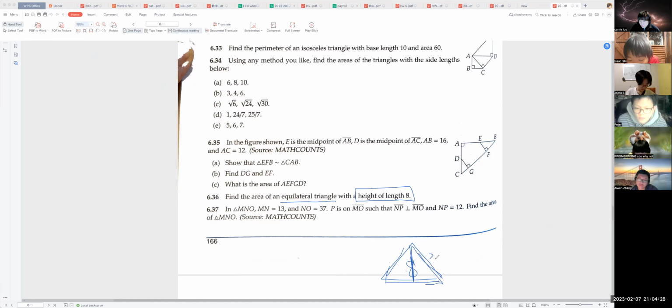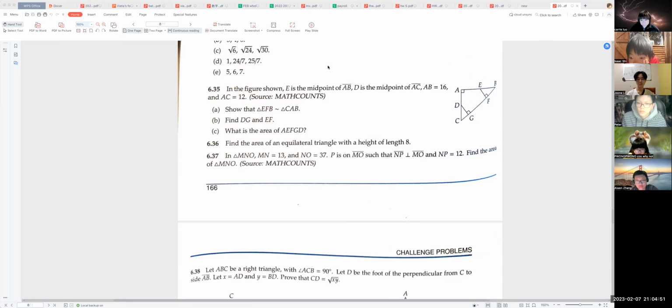Because this side is 2x, this is x, this is the height. So 8 equals square root 3 times x. So basically you can just calculate this, find out what x is, and you can do everything, right? You don't really have to use the Heron formula because you're just using 2x times 8 divided by 2. Okay, so we're going to move forward.